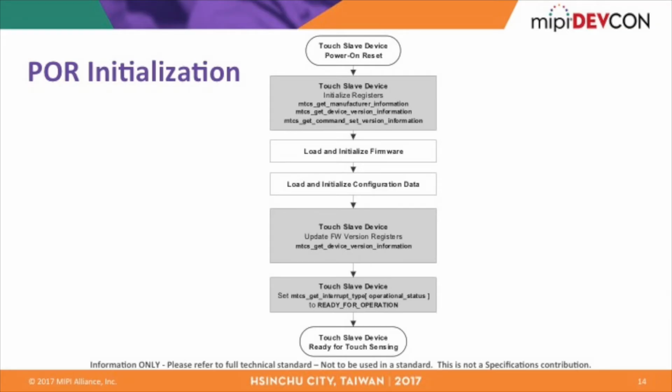Once you've loaded all of this, you update the firmware register, obviously, because you've just updated the firmware, and this one bit tells you, are you ready for operation? So the slave will initialize itself and interrupt the host saying, I'm ready for operation. Once it's sent that interrupt, then all the slave has to do is activate that touch enable bit and it will start sending data. That is the entire process.